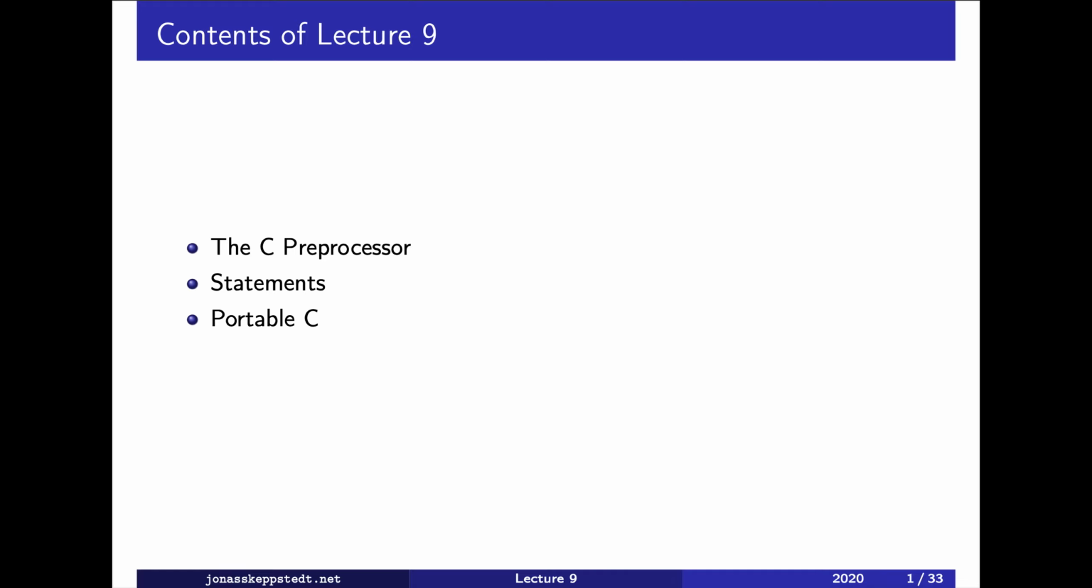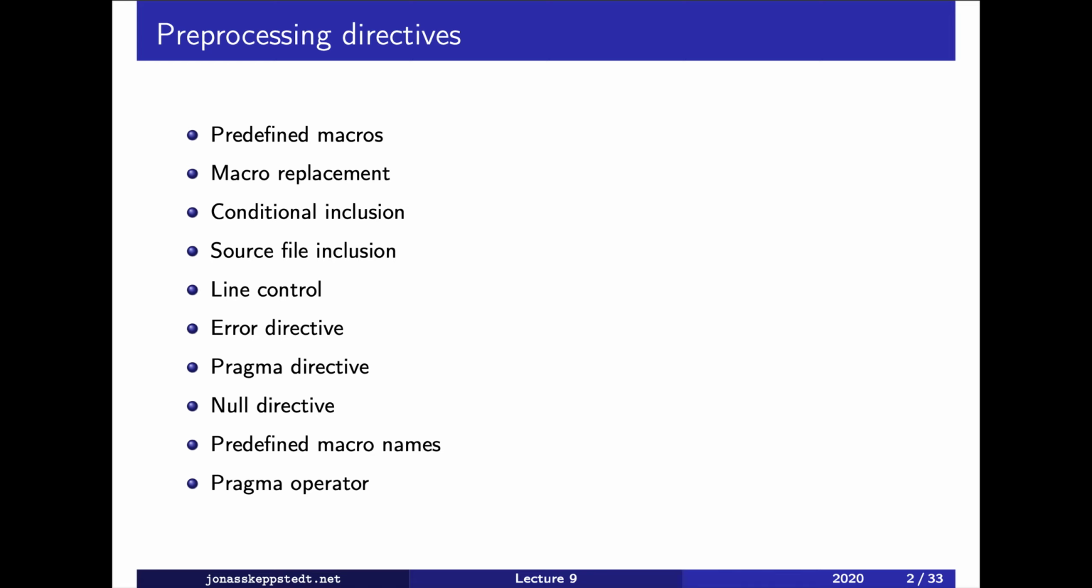Later we will learn more about the C preprocessor and about statements. You may think there is not much to say about statements, but actually in 2011 for C11 there was a clarification about how for loops work, but more about that later. And then some aspects about writing portable C. So the preprocessor consists of these things, and we will look at one at a time.